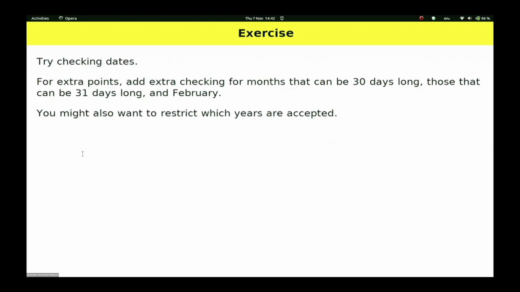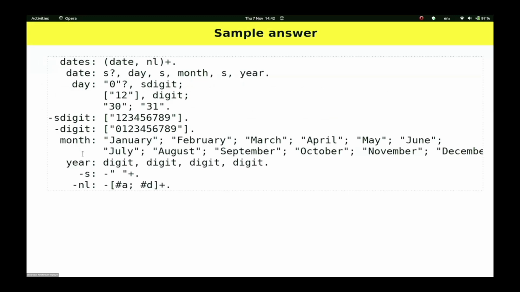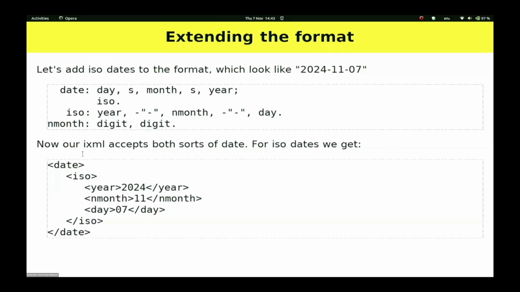Again, I'm not going to do this exercise because we've got 15 minutes left and I'd like to get through everything. But anyway, you can try this out for checking dates. And if you want, you can go that extra mile for checking months that can be 30 days long and months that can be 31. So here's an example. What I've done is, I've already shown you the rule for day. And this will then only allow dates through that are feasible. Let's put it like that.